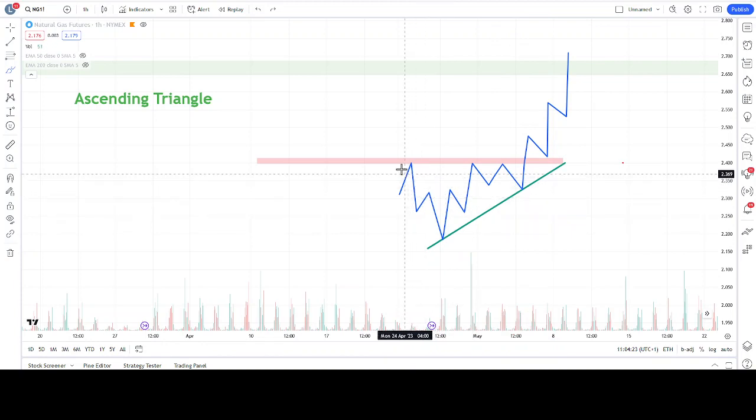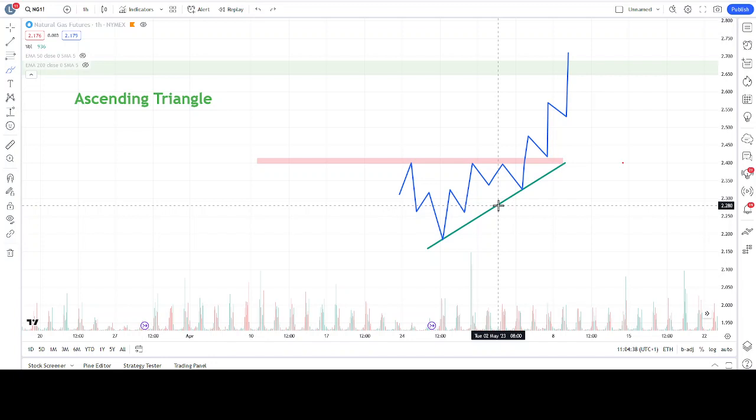So just to summarize, we have a horizontal resistance and we have a rising trend line. These two are the important components. The price should be rejecting from the resistance at least twice and from the rising trend line at least twice. Now you can see the price is clearly making a higher low, another higher low. So it's in the up move direction, and that's the reason we said it's a bullish pattern. Now let's see how to trade the ascending triangle.